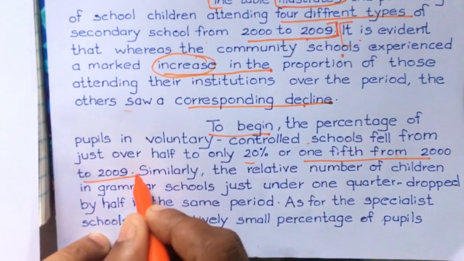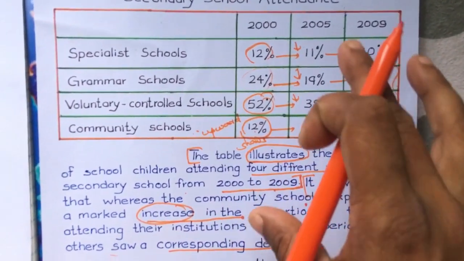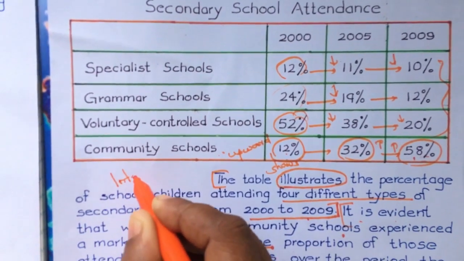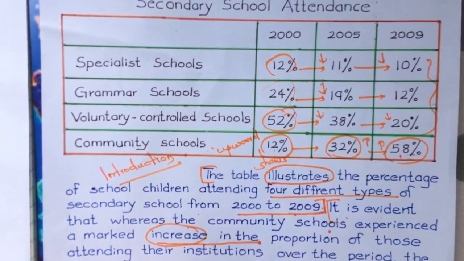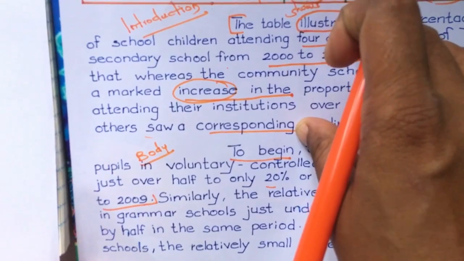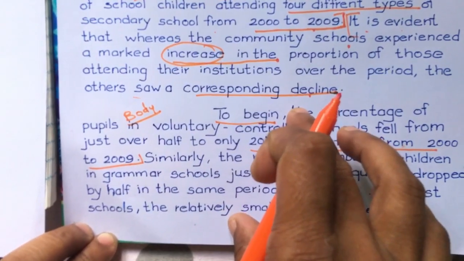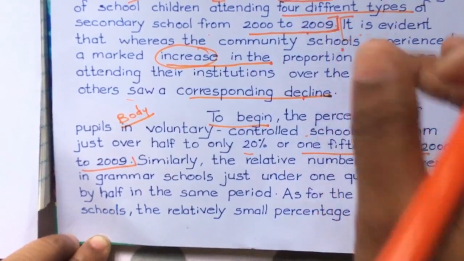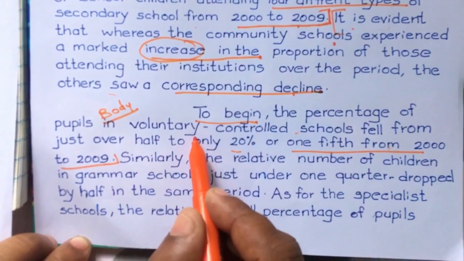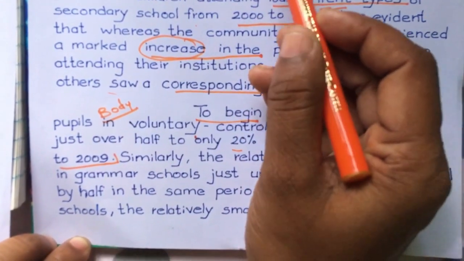So I said in all your IELTS writing, always state the overall trend in your introduction. Okay. But when it comes to the body paragraphs, you can go into detail. Always write the whole trend first in the introductory paragraph. Then the body paragraph always deals with the minor or major details. To begin with, the percentage of people in voluntary controlled schools fell from just over half to 20%. It was almost 50%.